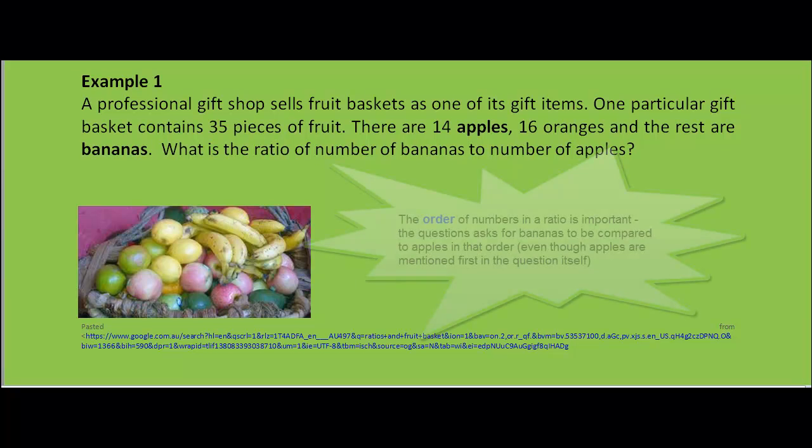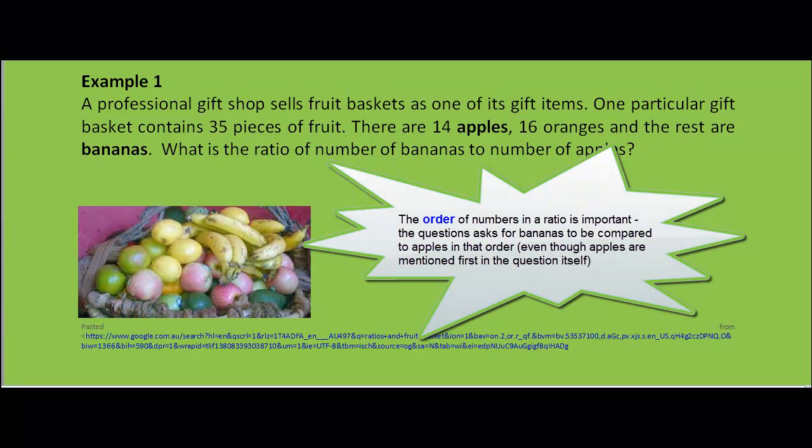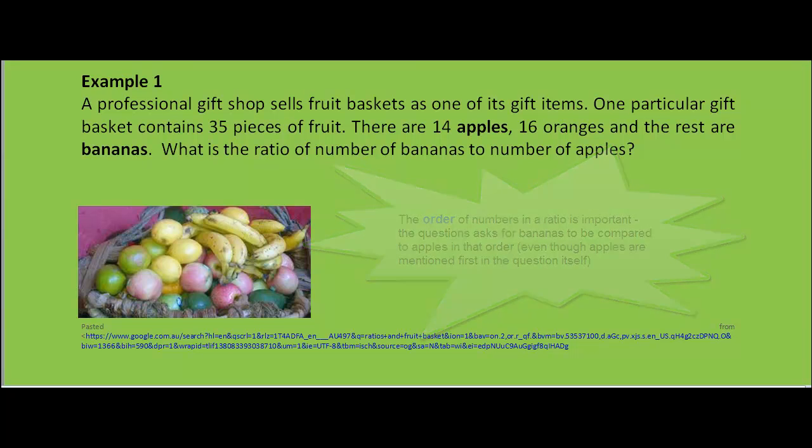The question asks us to compare bananas to apples in that particular order. We can work out there are 5 bananas. Pause the video if you need to and figure out where 5 came from. And the question tells us there are 14 apples. We can write this comparison of bananas to apples in that order as a ratio.